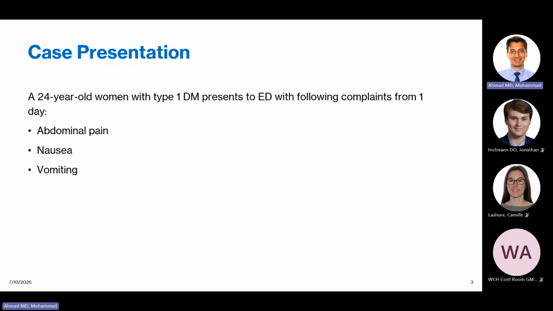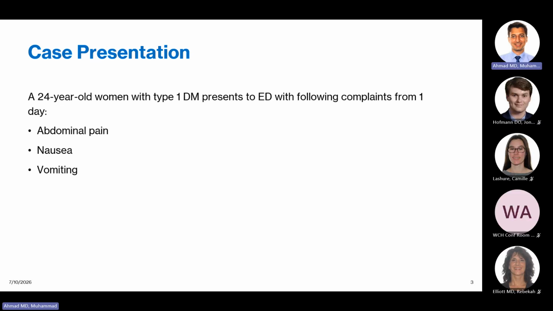Are you compliant with your insulin regimen? Okay, well, she's not compliant. Anything else? Any fevers or any infections? Yeah, I've been having nasal congestion, as well as discharge coming from the back of the throat and some fevers. Yeah. Any other questions? No, nothing else. I just have nausea and vomiting, which has been ongoing.